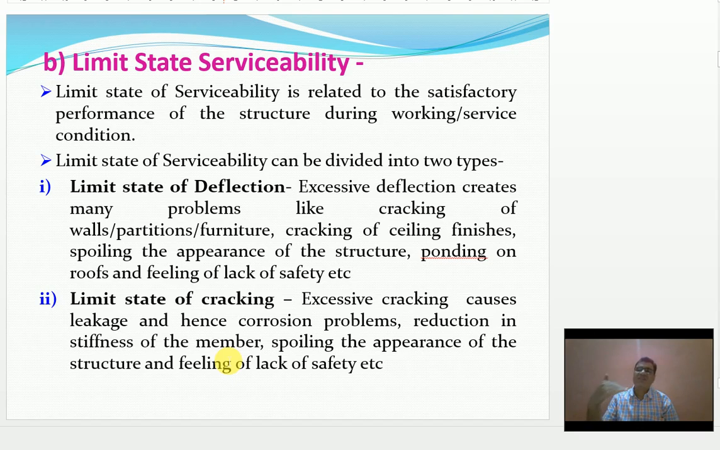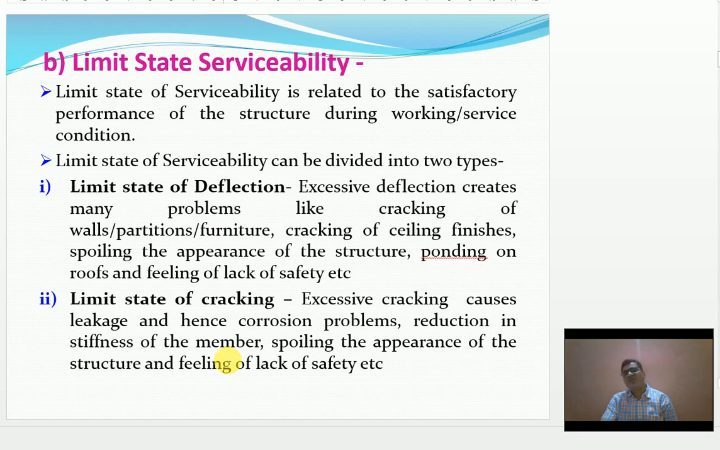So whatever the ceiling finish will provide, that will also collapse. It spoils the appearance of the structure. Not only that, because of sagging, the ponding on the roofs will take place, and also the most important is we may have a feeling of lack of safety. So these are the problems related to deflection. So we don't want deflection.